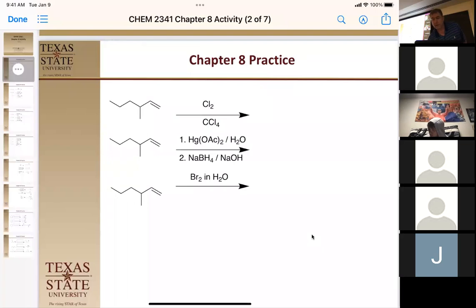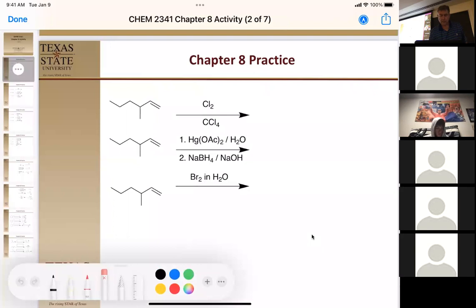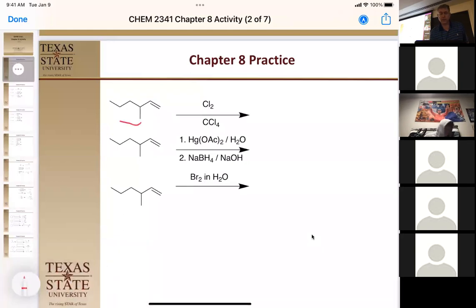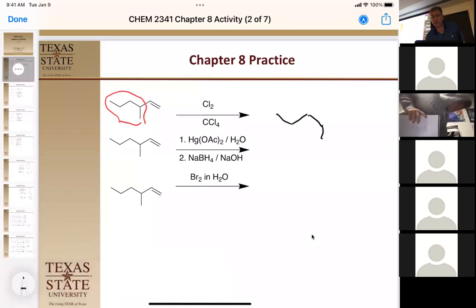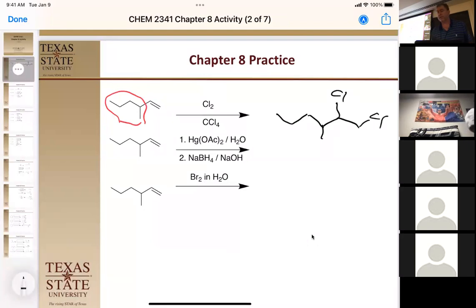So when you attack these things, you want to look for what's going to change, right? Nothing over here is going to change in our system. The only thing that's going to change is that double bond. So that's the only thing you have to play with. When we draw our structure, we draw that, draw that, draw that. We know the double bond is going to go away, and we're going to put 1 chlorine on one side and 1 chlorine on the other side.